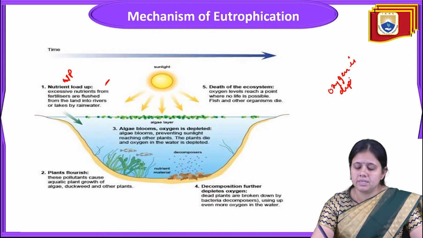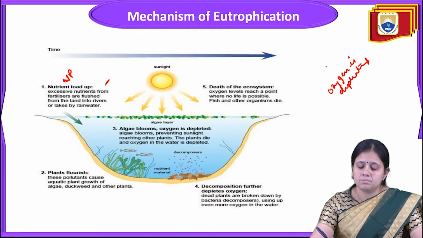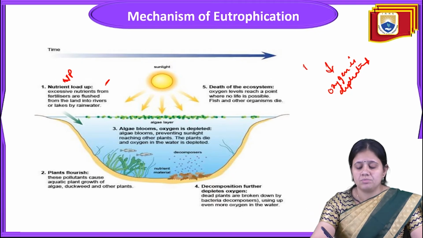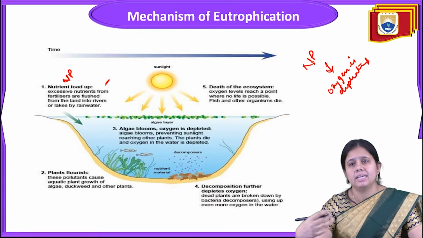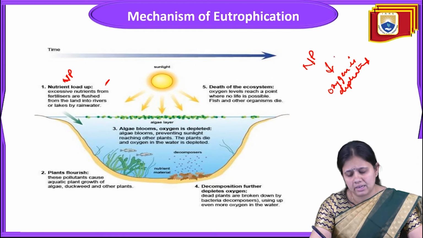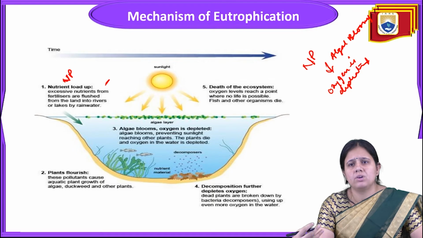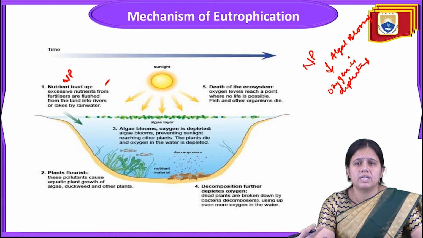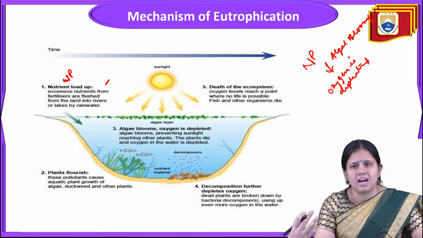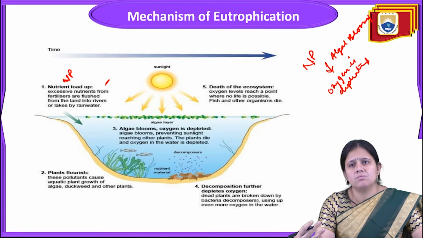Oxygen is depleted, and due to the addition of these two types of nutrients, there is a rapid increase in algal growth. That condition is called algal blooms. Algal blooms cause oxygen to be depleted, and this causes plants to die. The oxygen level is reduced to a very low point, where no life is possible in a water body. Fish and organisms are going to die.